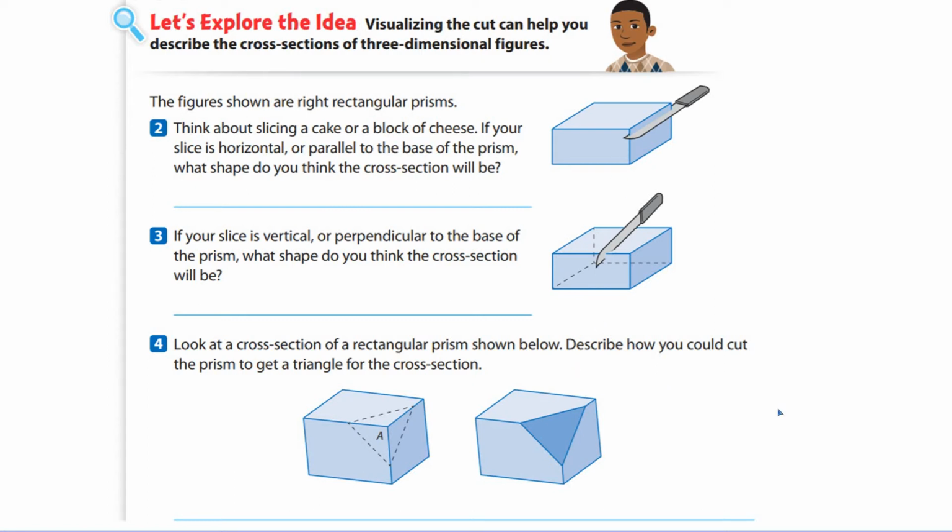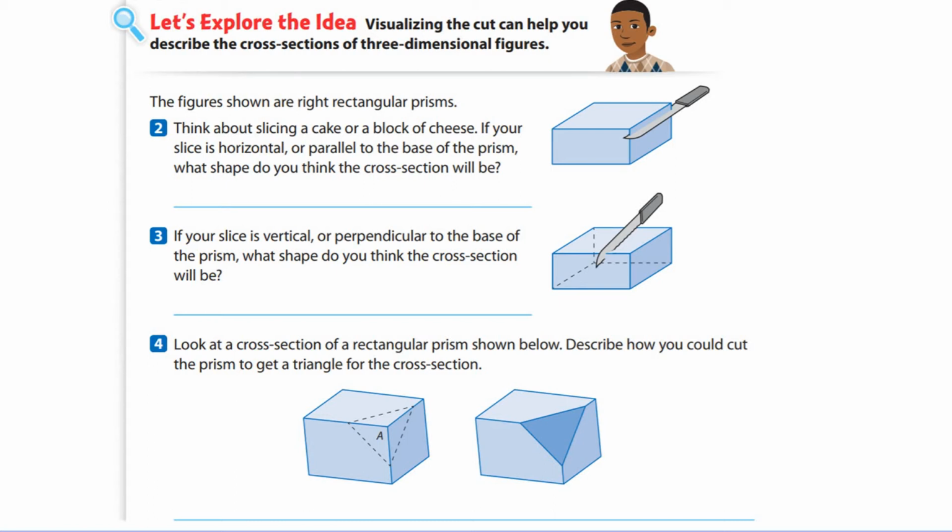Think about slicing a cake or a block of cheese. If your slice is horizontal or parallel to the base of the prism, what shape do you think the cross section will be? Question 3. If your slice is vertical or perpendicular to the base of the prism, what shape do you think the cross section will be?